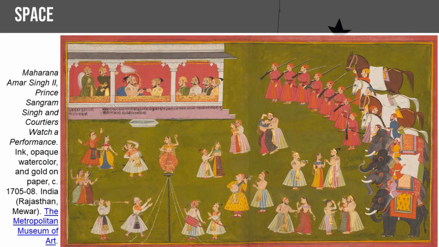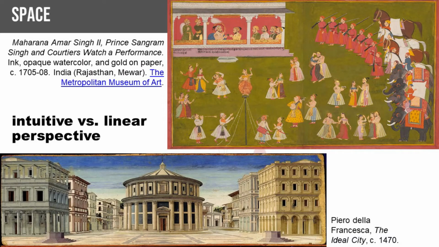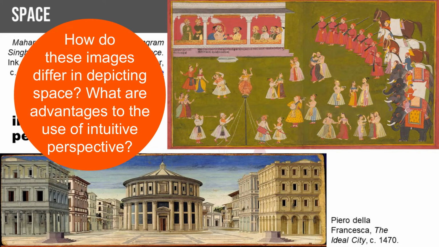However, artists, particularly in modern and contemporary art, and often inspired by non-Western traditions, also often choose to subvert those very conventions. Take a moment to look again at the image of the dignitaries, courtiers, and acrobats. How does it differ from Piero's Italian Renaissance painting? What are the advantages to its use of intuitive space?